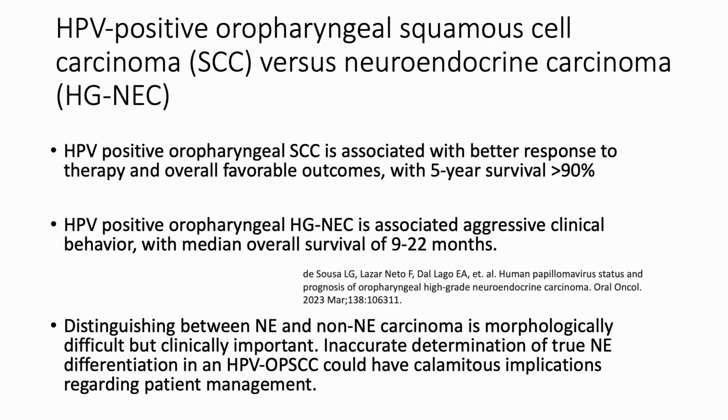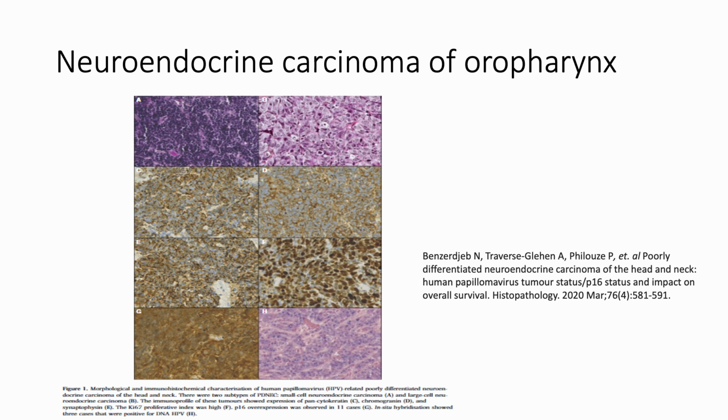survival rate exceeding 90%. In contrast, HPV-positive high-grade neuroendocrine carcinoma of the oropharynx carries a dismal prognosis, with median survival measured in months. These tumors also differ significantly in treatment approach. High-grade neuroendocrine carcinomas typically require aggressive multimodal therapy, while HPV-positive squamous cell carcinomas are often eligible for de-escalated chemoradiation protocols. Therefore, accurately distinguishing between these two entities is clinically critical, as misclassification can lead to inappropriate treatment decisions with potentially devastating consequences.